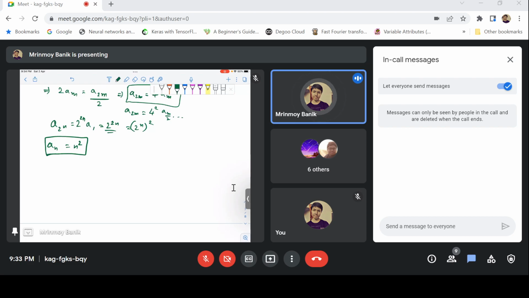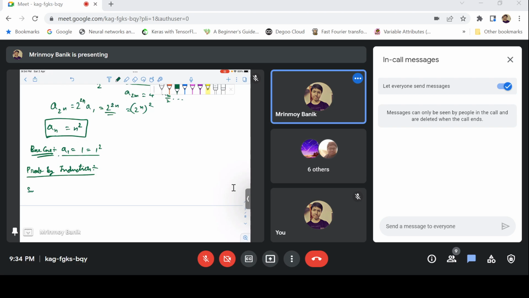So the base case is obviously true. a_1 is 1, which is 1 squared, right? So base case. Now proof by induction. Suppose this is the hypothesis: for all k equals 1 through n, we have a_k equals k squared.